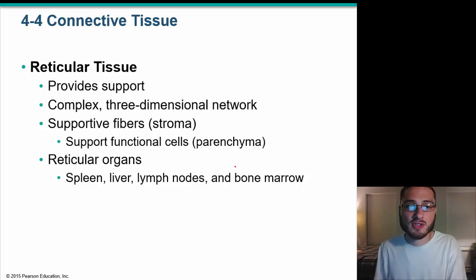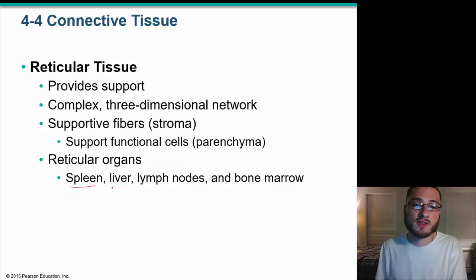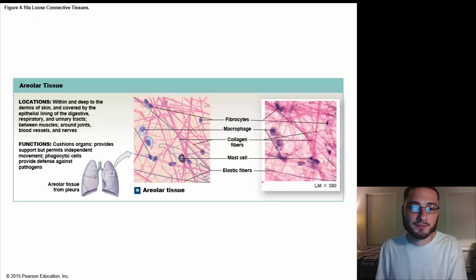Reticular tissue provides support, a complex three-dimensional network of supportive fibers. Okay, reticular organs that we talk about with this reticular tissue, you have the spleen, the liver, lymph nodes, and bone marrow, all of which contain this reticular tissue.